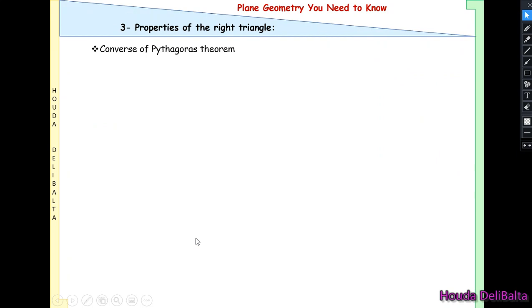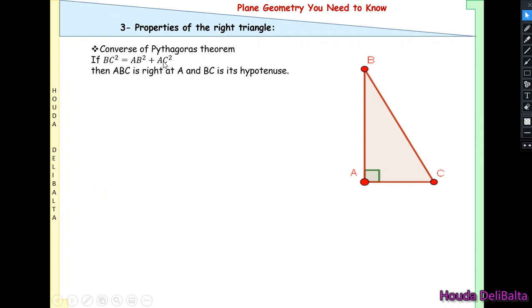Now, converse of Pythagoras theorem. What's converse of Pythagoras theorem? What do you think of? Pythagoras theorem says that if I have a right triangle, then the hypotenuse squared is equal to the sum of the squares of the other sides. So what about converse of Pythagoras theorem? It must be, if I have this property, if I have that BC squared equals AB squared plus AC squared, I can deduce that ABC is right at A and its hypotenuse is BC.